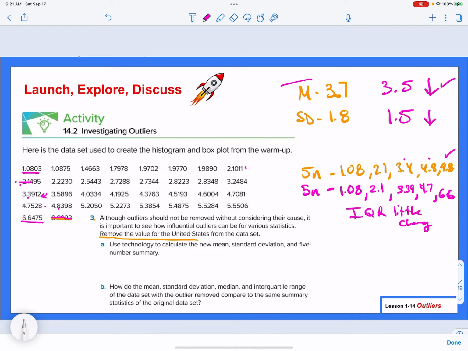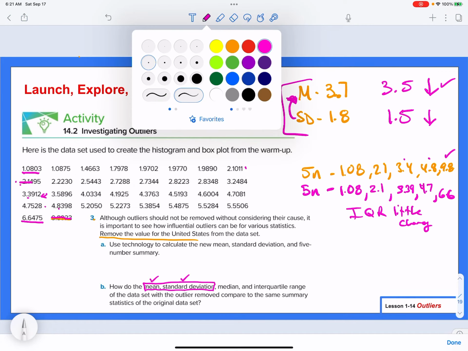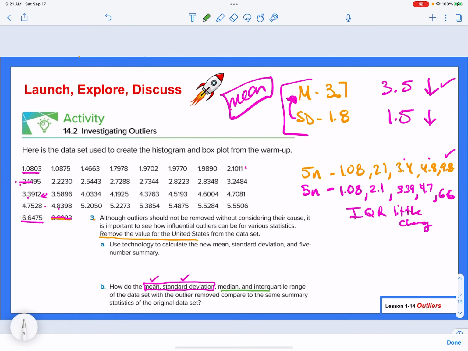But these have a lot more change, and that's because the mean is greatly impacted by that outlier. And the standard deviation is, of course, connected to the value of the mean, so it's also impacted by it quite a bit. So when we look at these things here, the mean and standard deviation are the two values of center, or measure of center and variability, most impacted by an outlier. Whereas the median and interquartile range are less impacted, right?